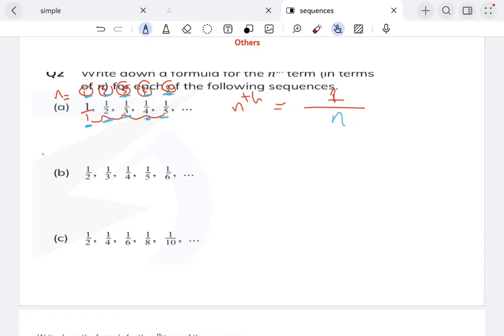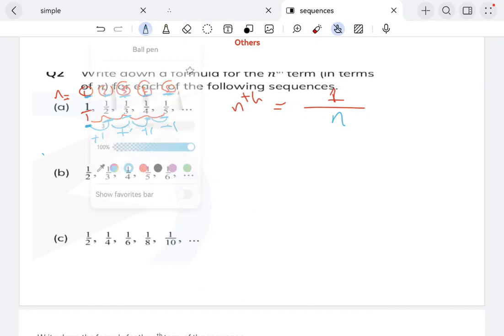Someone would do this. Amazing. This is a smart guy. Another one will say, teacher, it's a linear sequence. 1 after 1 is 2, so plus 1, plus 1, plus 1. So it will be 1n. And 1 times 1 is going to be 1, so it's just 1 over n.